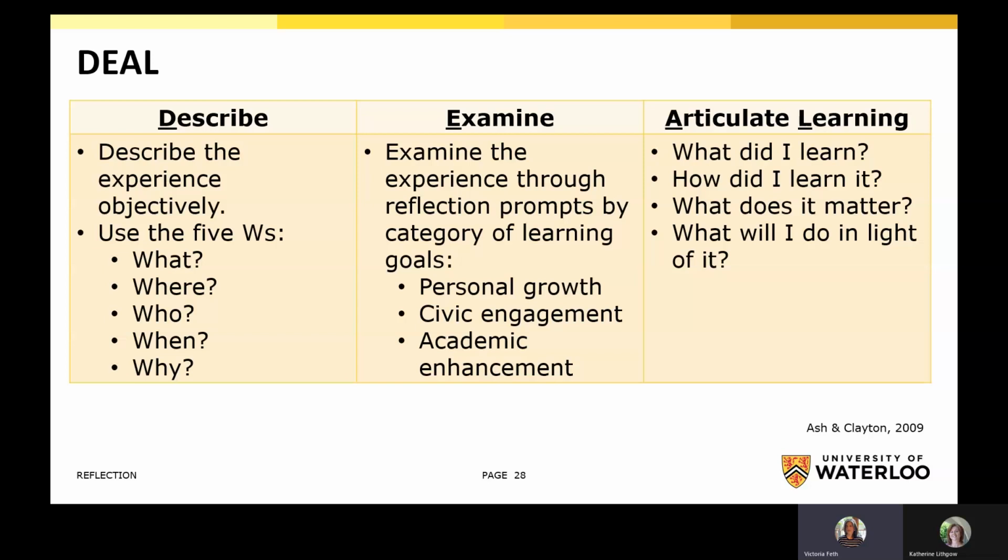Another model we have here, and the second to last one we're going to look at closely today, is the DEAL model. The DEAL model, which stands for describe, examine, and articulate learning, is really helpful for reflections on personal growth, community service learning, and professional development, as well as academic enhancement. Very similar, but with some different guiding questions to the other models, it looks objectively at the experience, even to the point of using the 5 W's to approach the description of that experience as objectively as possible, then examining it. Importantly to the DEAL model is the suggestion to examine from one of three categories of learning: personal growth, civic engagement, or academic enhancement. And finally, articulating that learning by answering questions like, what did I learn? And why, and what does it matter?